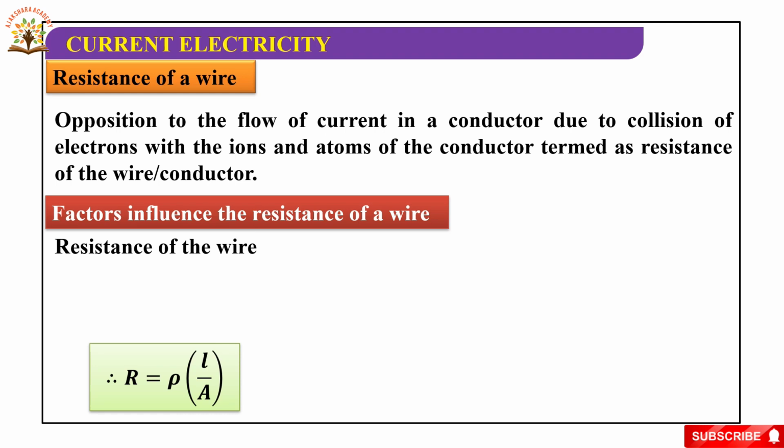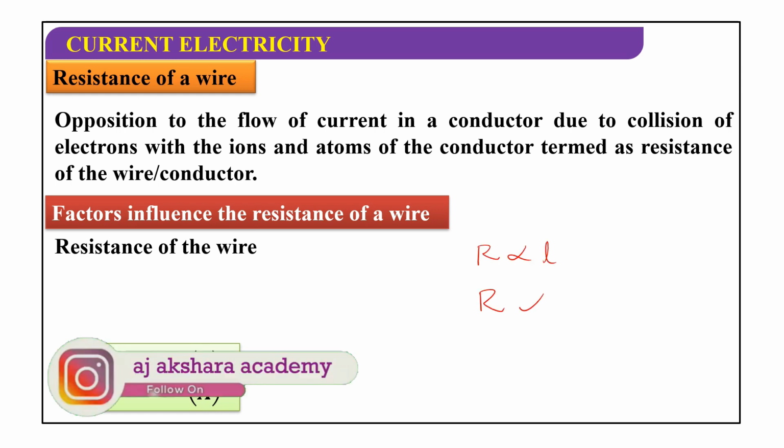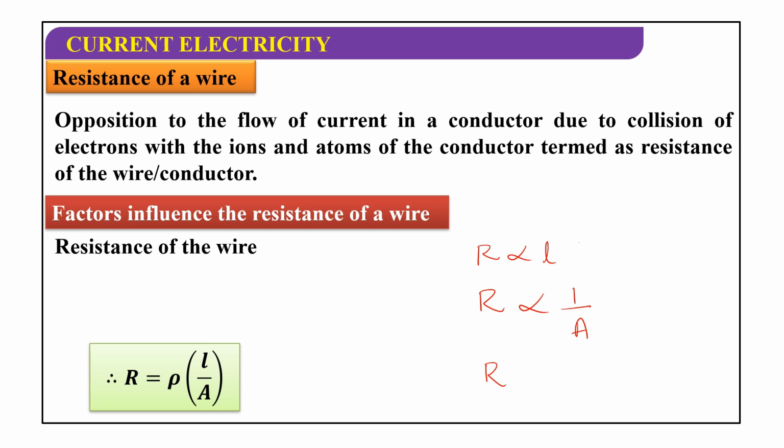Now from this we get R is directly proportional to L and R is inversely proportional to A. On combining these two, we can write R is proportional to L by A. If you remove the proportionality, you have to put a constant, that is, R equals rho L by A. Rho is nothing but the proportionality constant.